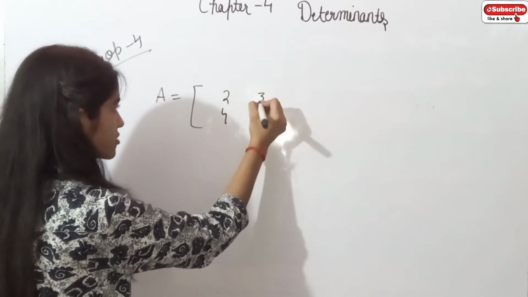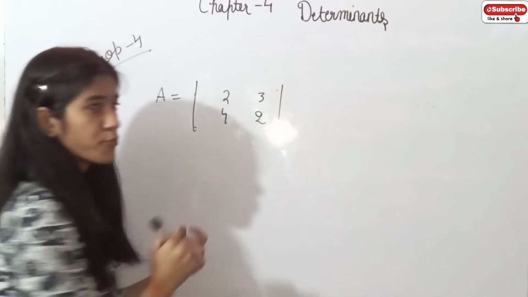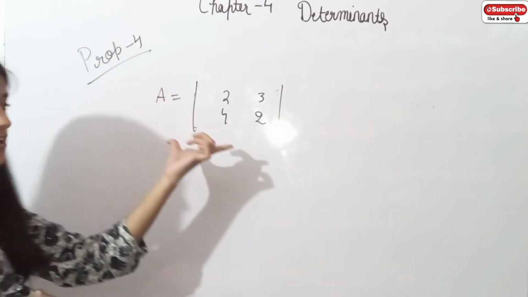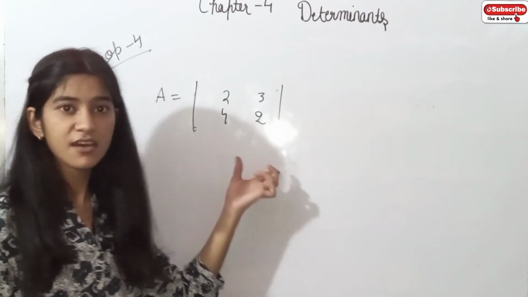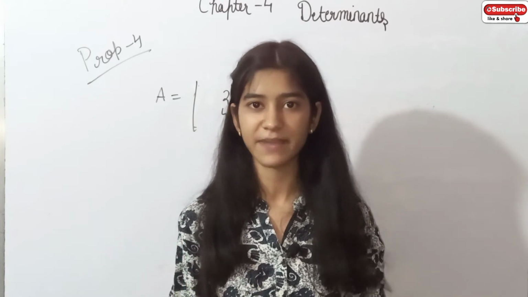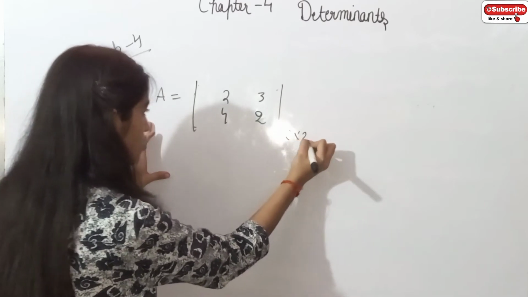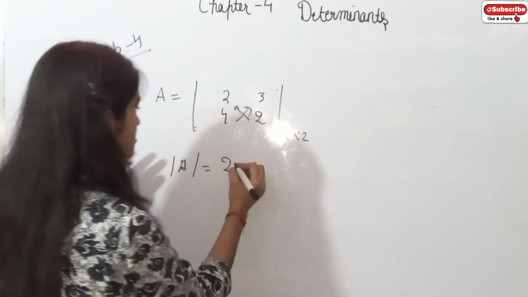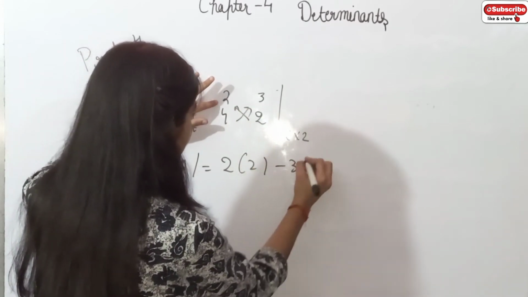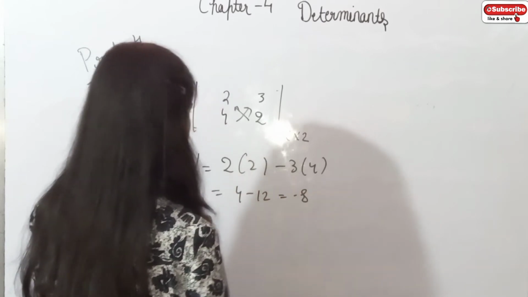2, 4, 3, 2. This is the determinant. Property 4 says that if a determinant is multiplied with any scalar quantity k, then the value obtained by solving it is also multiplied with that scalar quantity. Suppose A is a determinant of order 2 cross 2 and we solve it, we obtain by cross multiplying 2 into 2 minus 3 into 4. 4 minus 12 that is minus 8.